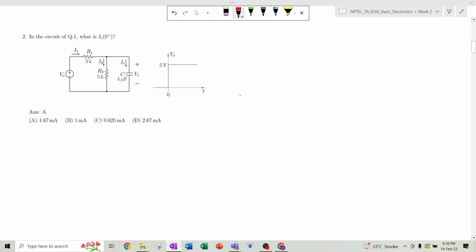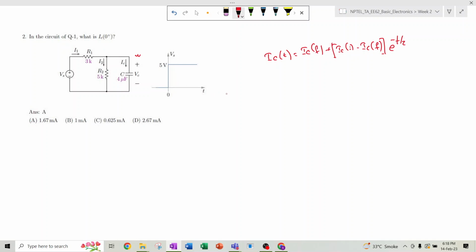So moving forward to the second question, in the circuit of question 1, the same circuit, what is the value of IC 0 plus? That means this value at 0 plus. What is the current flowing through it? I have already told you that at any point of time, the ICt can be written as the final value plus the initial value minus the final value of IC into e to the power minus t by tau. Tau is the time constant.